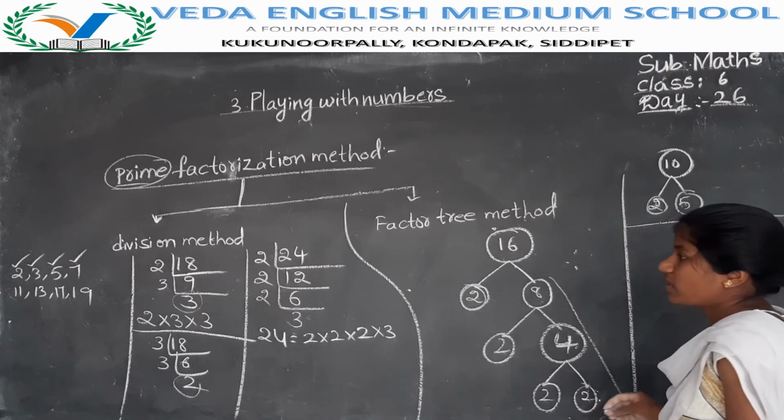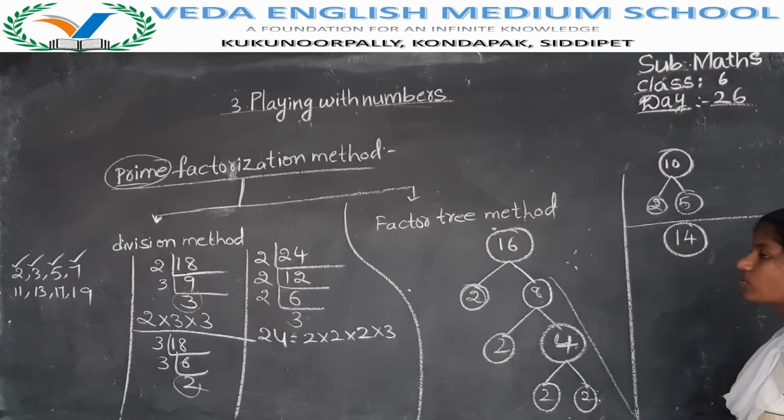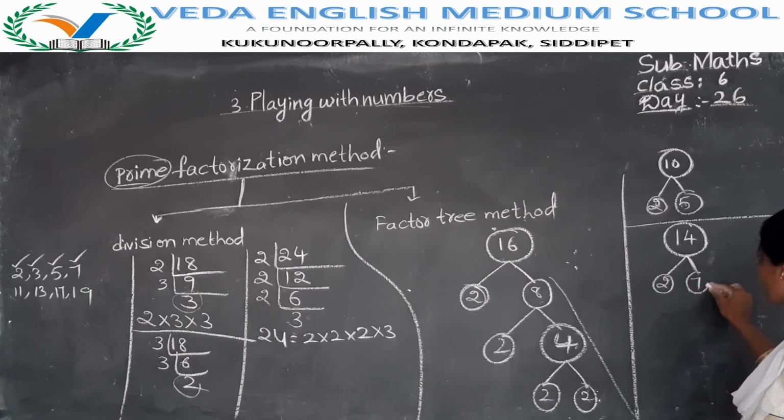Next one more we will take here, 14. Now find the factors of 14 by using the factor method. Is 14 divisible by 2? Yes, it is divisible. That is 2 7s are 14. 2 and 7 both are prime numbers. So the factors of 14 are 2 comma 7. All are prime numbers. Observe here.